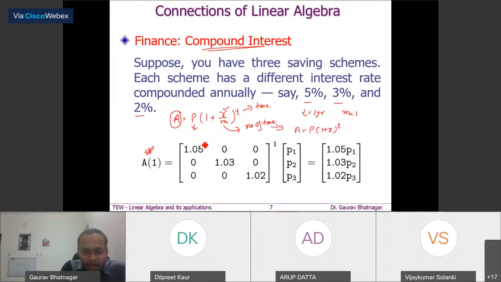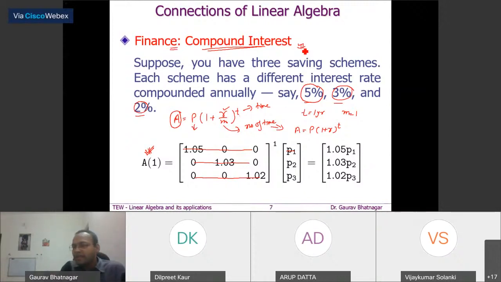Now if you look at the first row, what I am trying to do over here is compile the amount which I am going to get with respect to the first scheme in the first row, the second scheme in the second row, and the third scheme in the third row. So this is again an arrangement where I utilize the concepts of matrices, or linear algebra, for the finance sector, especially in compound interest.